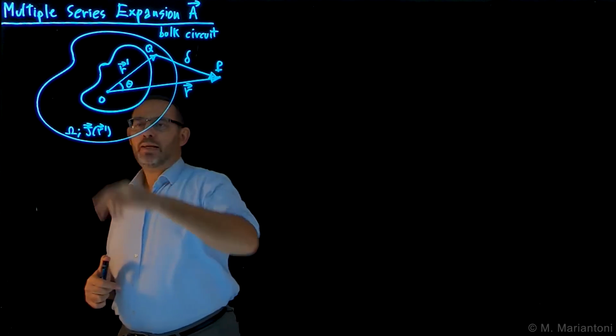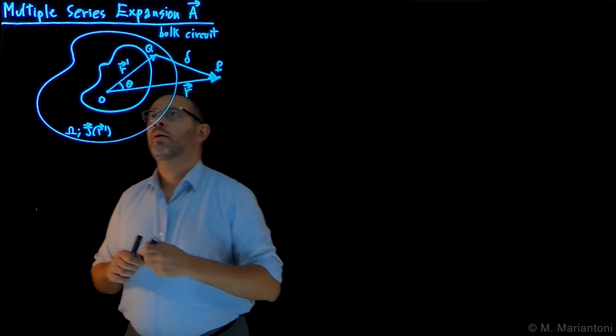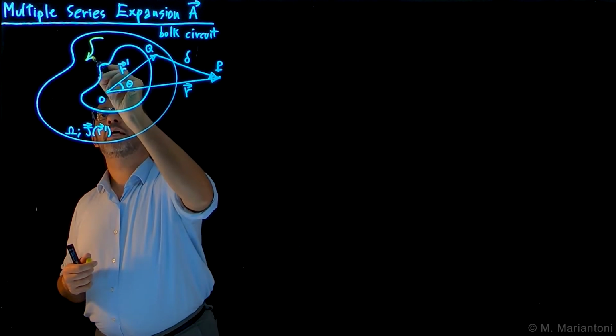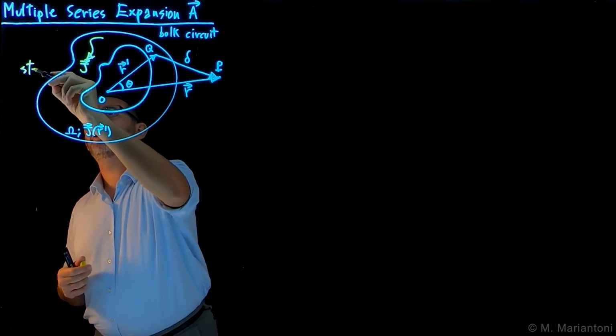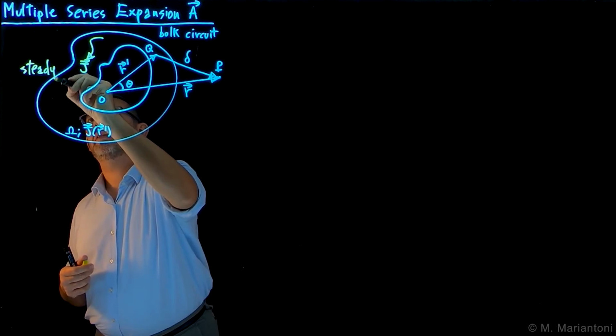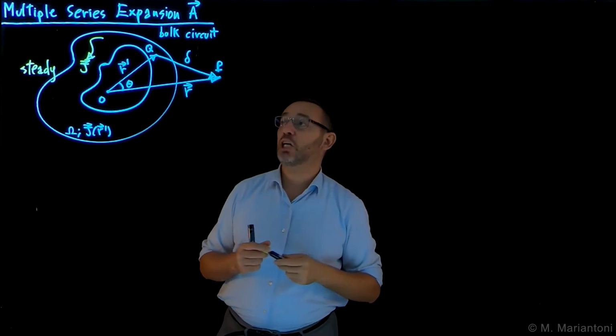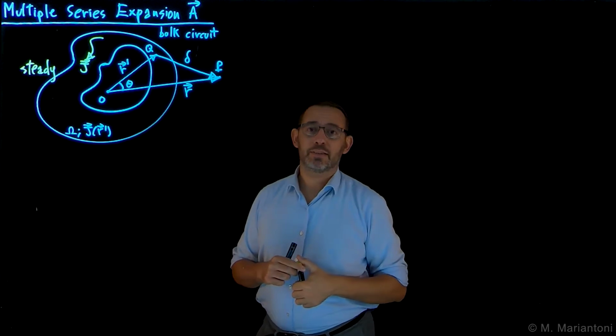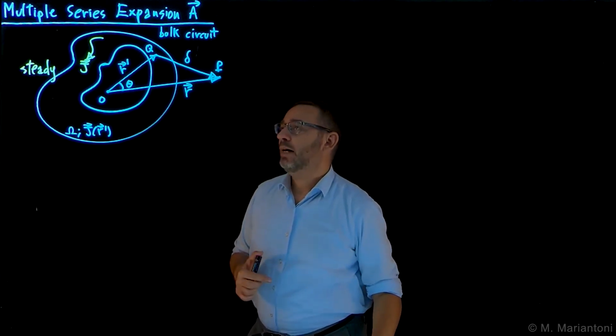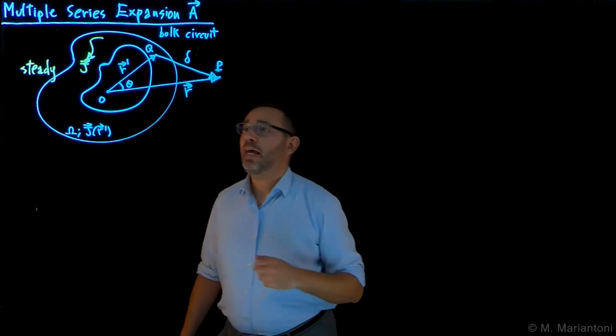So this is our bulk, and here we have this J, which goes in this direction. Let's consider this J to be a steady current to begin with. In this problem, let's consider it to be a steady current. In the next few videos, we're going to discuss the multiple series expansion for A.